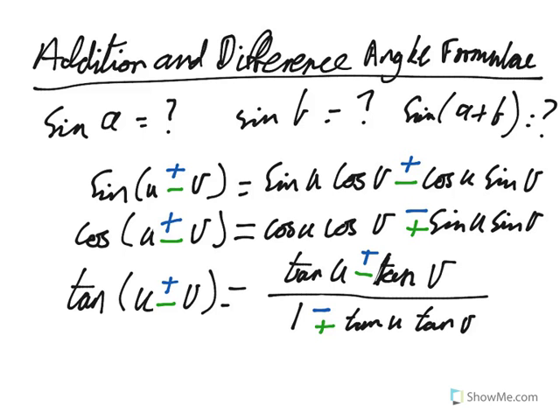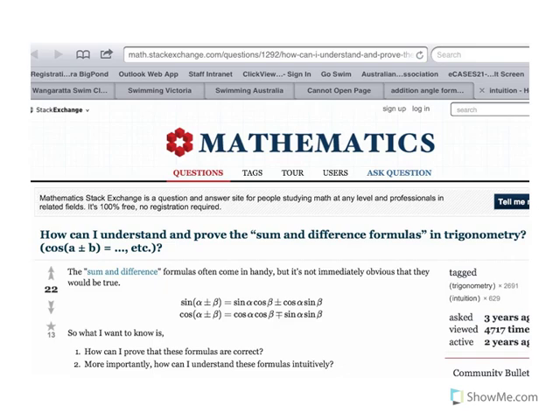Now, if you want to know some proofs of these, then you can do an internet search for proof of. One of the places you might find is this internet page here. It will go through a whole bunch of different ways of proving it. Geometric is the usual way. Alright, let's move on to some examples.